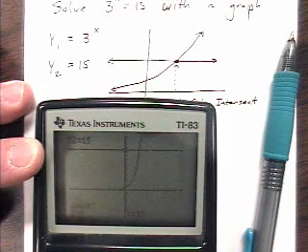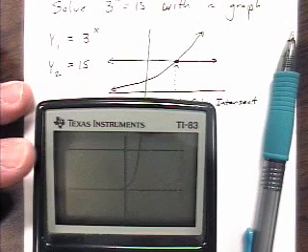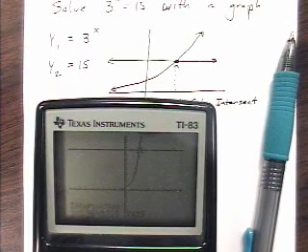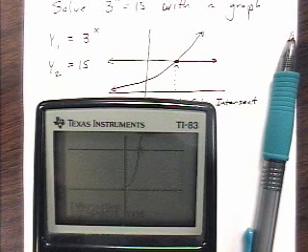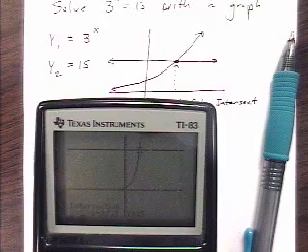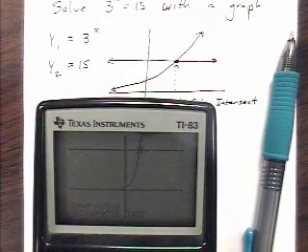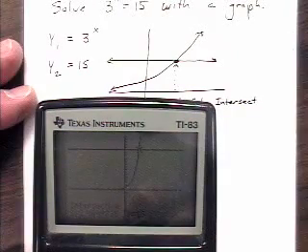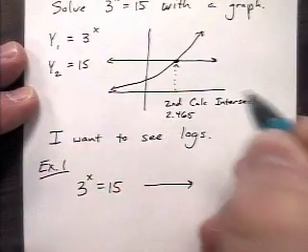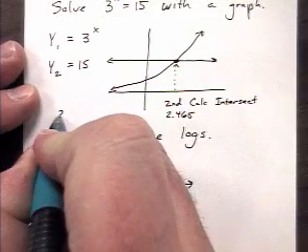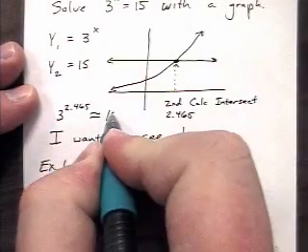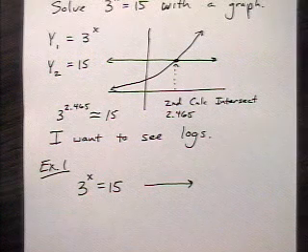It asks me if I want to guess. I do not want to guess, I'm just going to hit the enter button. I would only need to guess if there were multiple intersection values on the same screen, but we only have one, so we don't have to worry about it. So the answer is approximately 2.465. So 3 to the 2.465 power is approximately equal to 15.